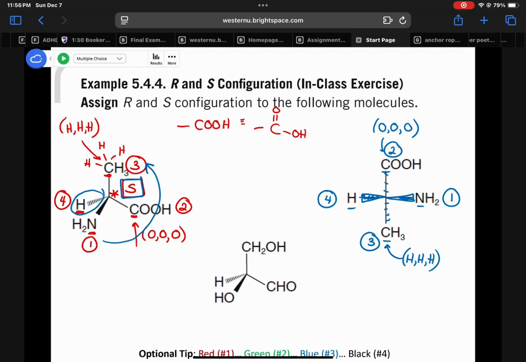So red, orange, yellow, green, blue. Is this R or S? Go ahead and shout it out. R is correct.